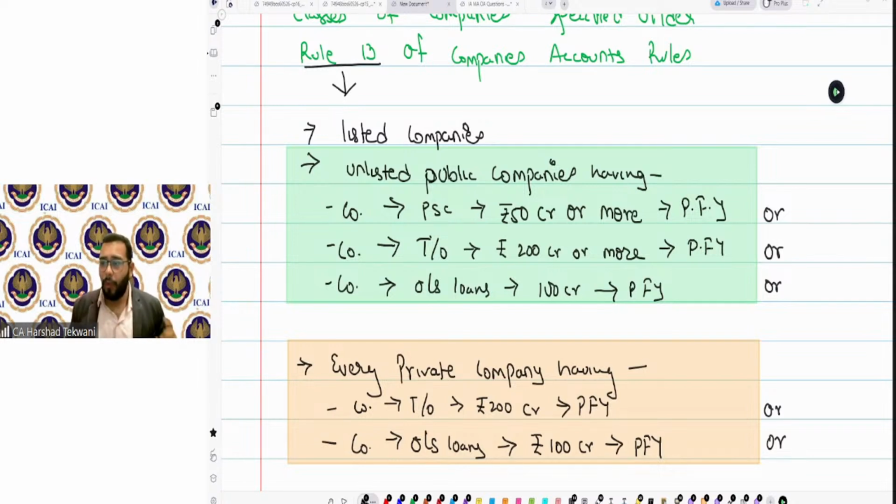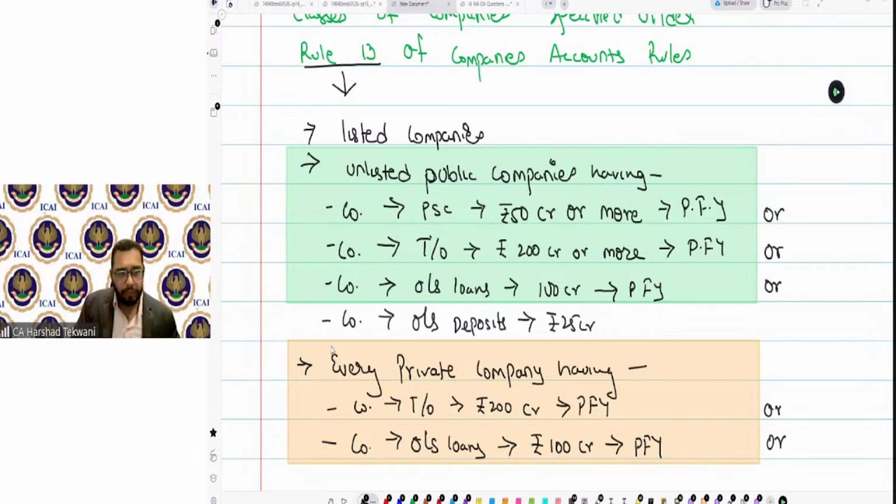I purposefully kept one detail so that I can explain what is "any point in time." Now, loans and deposits, loans and outstanding deposits. So the next condition for this one is outstanding deposits that are more than 25 CR or more, basically. Now that is again at any point in time during the preceding financial year.